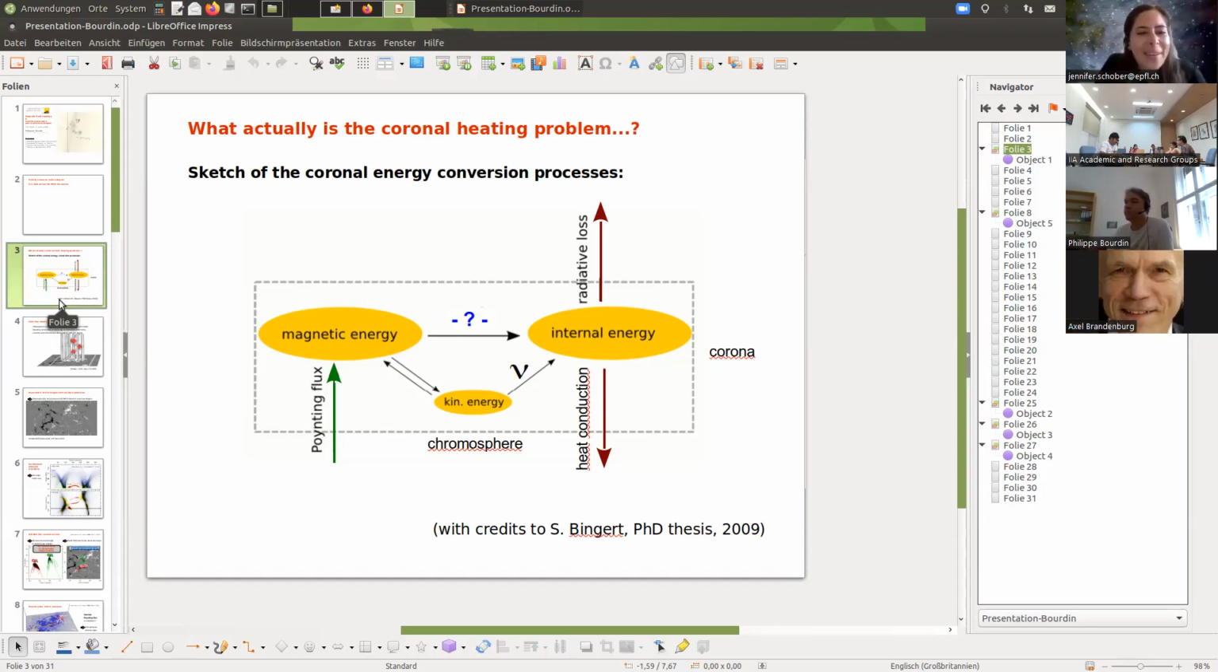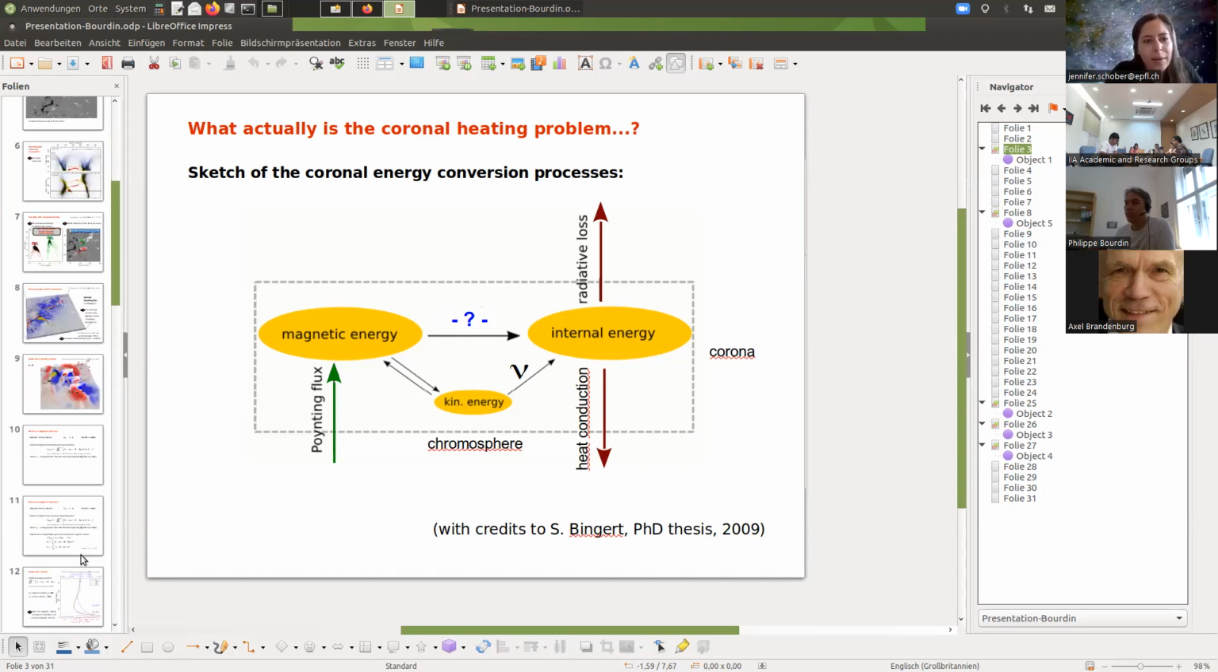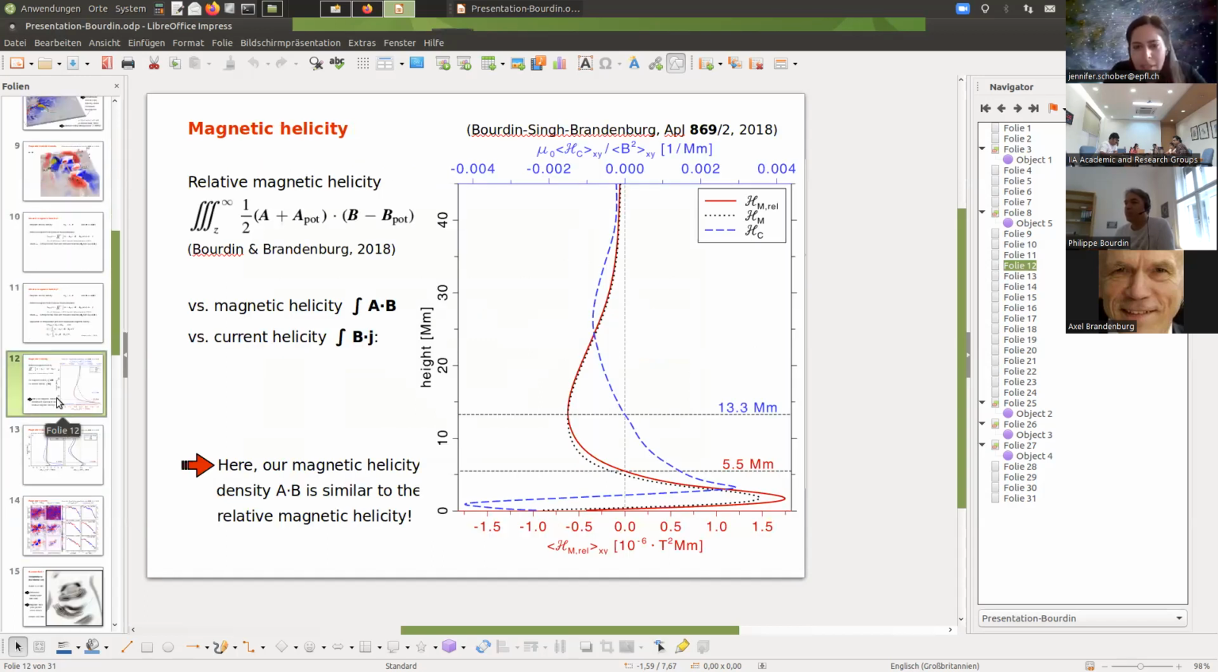Jennifer, just a quick question. Yes, thanks. I had a question, maybe you mentioned it: which gauge were you using in the simulation? And in this plot where you showed the helicity as a function of height, the relative helicity and the normal helicity were pretty close, but I was wondering how the magnetic helicity would look in a different gauge. Did you investigate that?